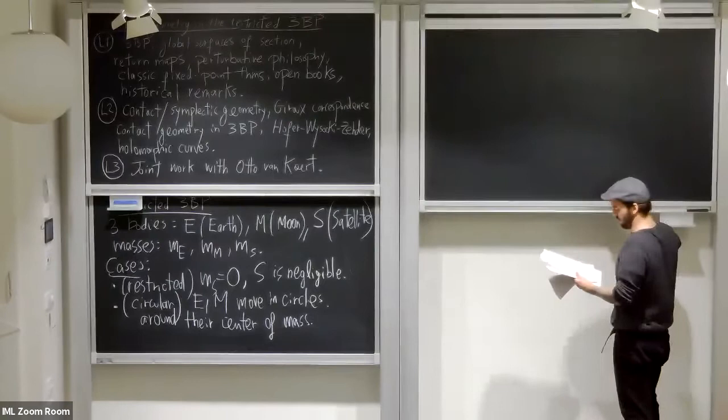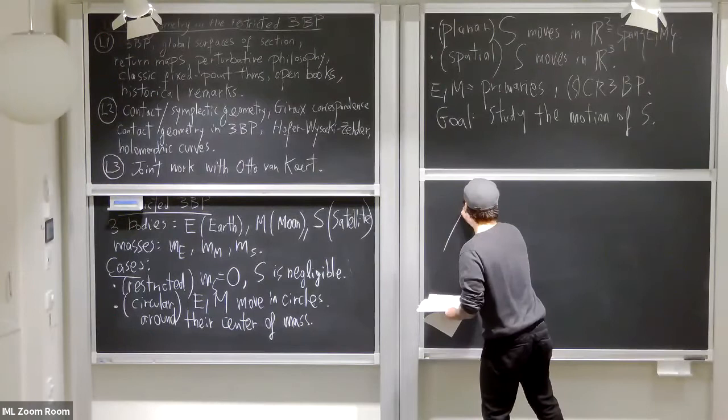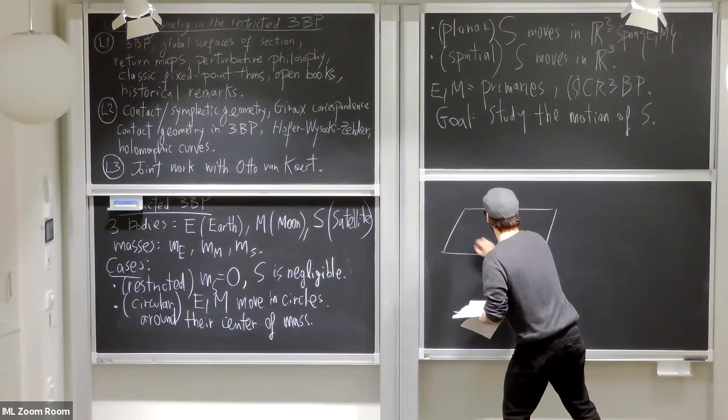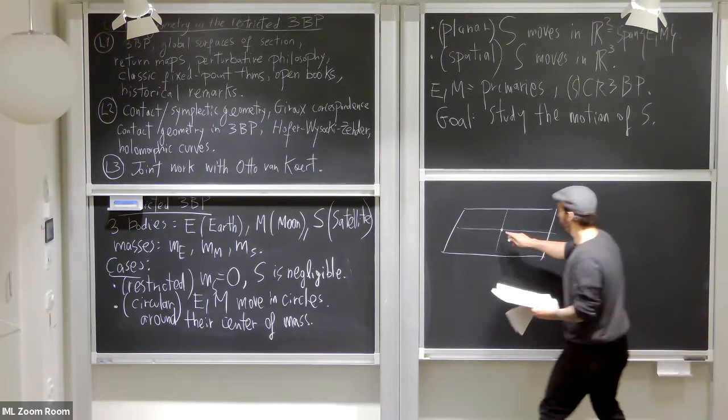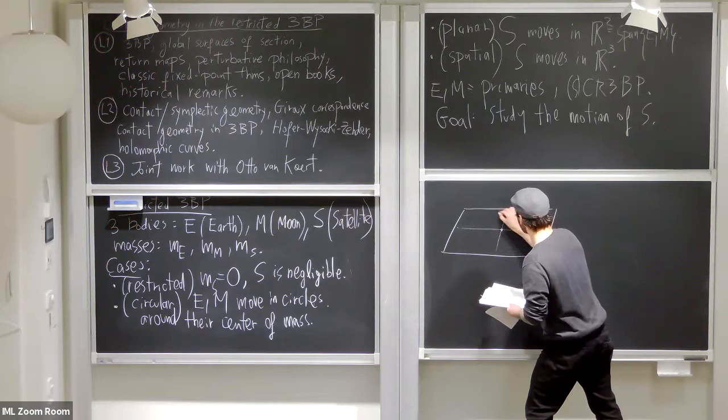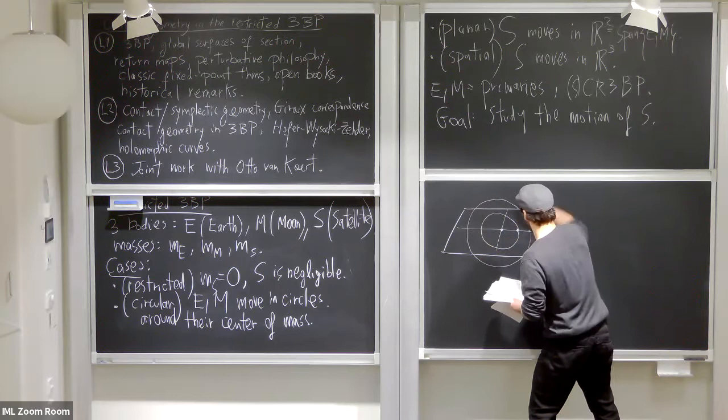Let's just draw a picture. So we have the Earth and the Moon that are just rotating in the plane that they actually span. So I choose some coordinates. So this is the center of mass of the Earth and the Moon. And initially, I'm assuming that they move in circles around the center of mass.